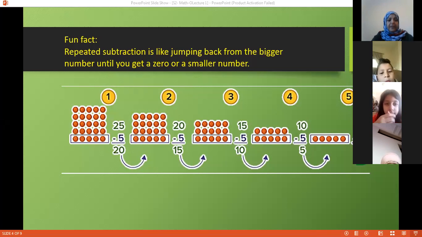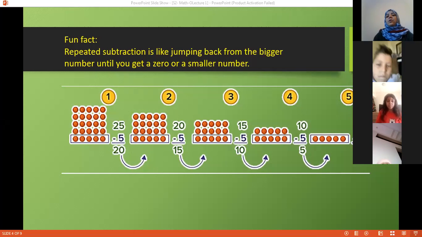Repeated subtraction is like jumping back from the bigger number until you get a zero or a small number. That's the definition, okay? So the definition says that repeated subtraction is like jumping back from the bigger number until you get a 0 or a small number.